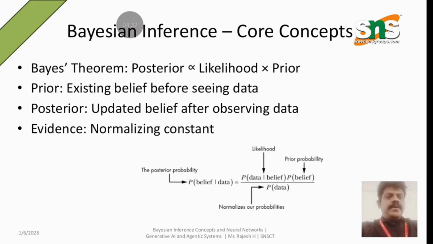So here is the formula. If you assume A is belief and B is data, we have P of A given B equals P of B given A, times P of A, divided by P of B. Here A takes the role of belief, and B is data. So the posterior probability is calculated with the support of the likelihood and the prior probability.